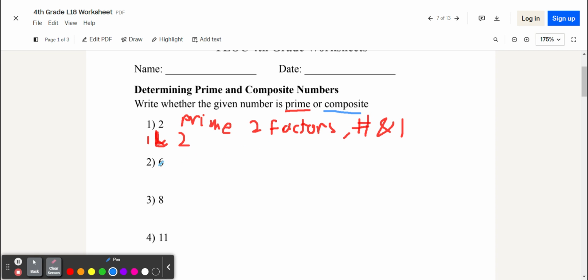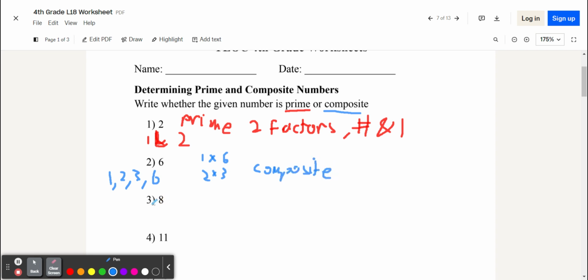6 over here has a few factors. It has 1, 2, 3, and 6. And we can write this as factor pairs. So 1 times 6 and 2 times 3 are its factor pairs. Because 1 times 6 is 6 and 2 times 3 is 6. So all 4 of these are factors. And you will notice that there are more than 2 factors. So 6 is not prime, it is composite.